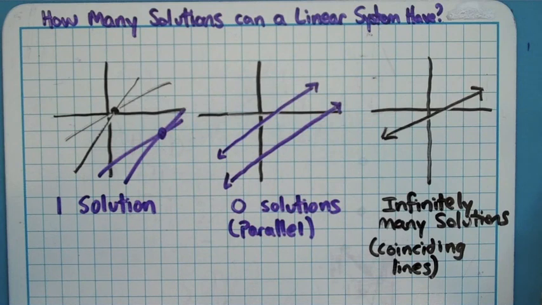So if I get a system with two lines in it, there's only going to be one of these three possibilities. Either there's one answer, there's no answers at all, or there's infinitely many answers. You're never going to have a situation where there's exactly two answers.